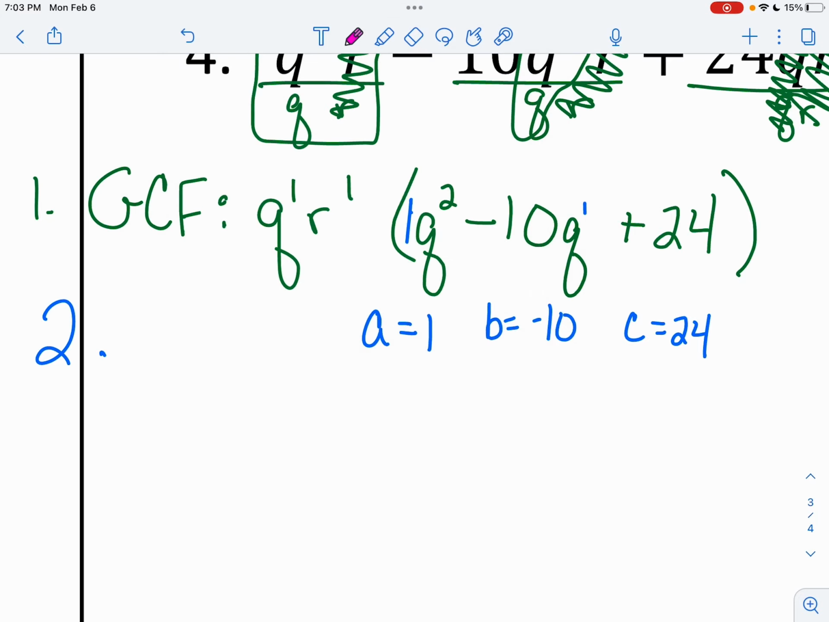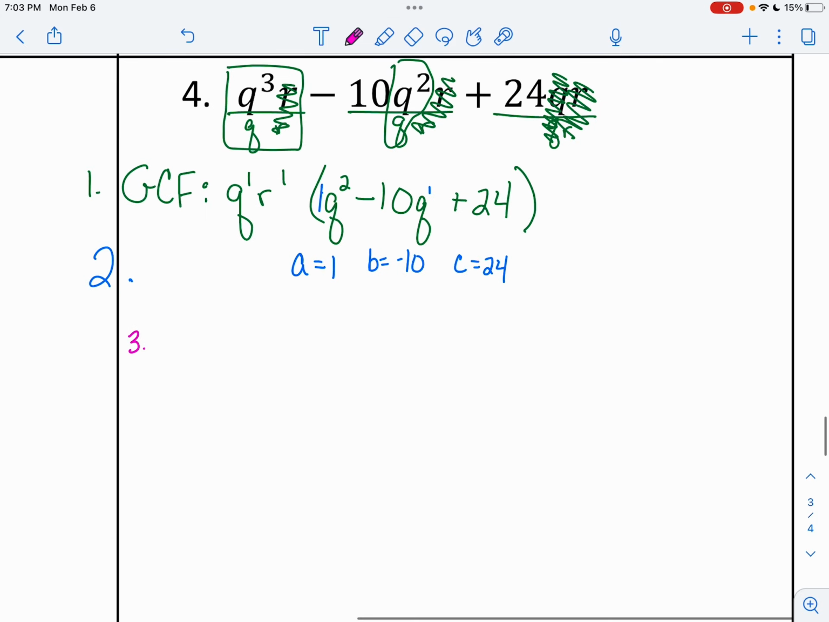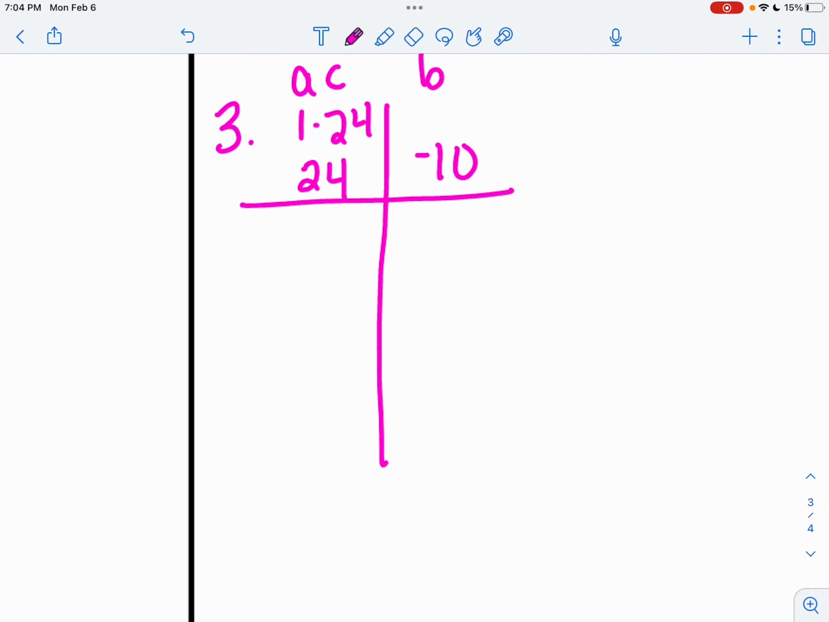Step 3. Step 3 is where you make that chart. You put AC here and you put B here. AC is 1 times 24 and B is negative 10. So we have to get two numbers that multiply to 24 and add to negative 10. If you know them right away, good for you. Most students do not.